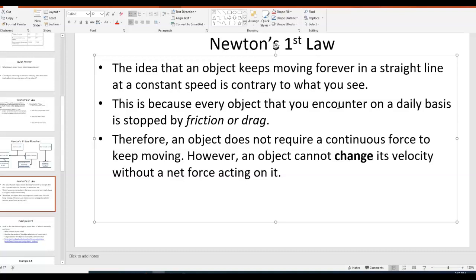Okay, so if you push on the box, if you stop pushing, it's true that the box is going to stop, but only because of friction. If you were to push a box on a floor that had no friction, and you stop pushing, it's not going to stop moving. It's going to keep moving at constant velocity, as long as there's no friction. So an object cannot change its velocity without a net force acting on it, but an object does not require a net force to keep moving.